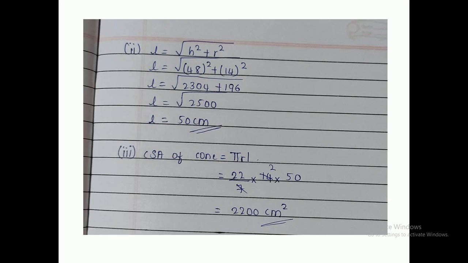Then in the third one, they have asked about the CSA of the cone. So that is pi r l: 22 by 7 into 14 into 50. After the calculation, we get the answer 2200 centimeter square. So this is about the third one. Got the idea of this problem now, students? Yes, we'll move on to the next problem now.